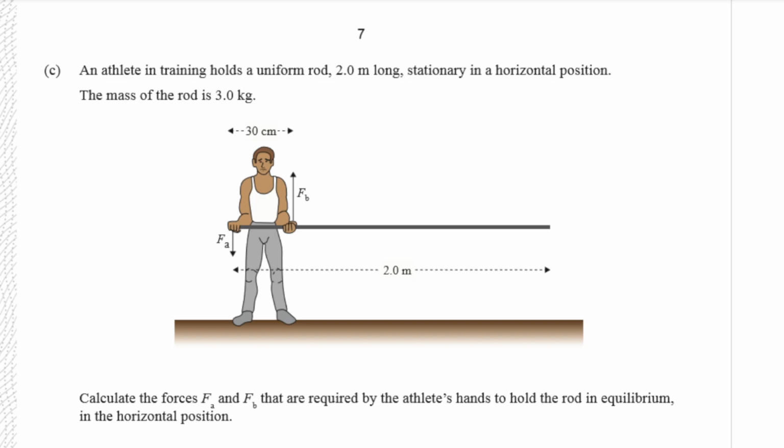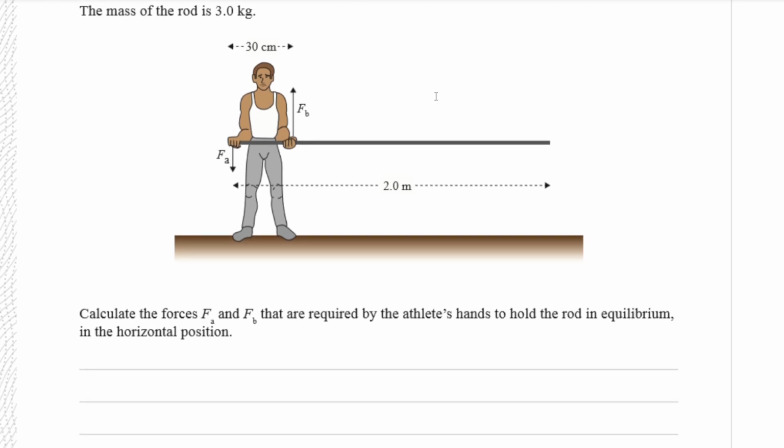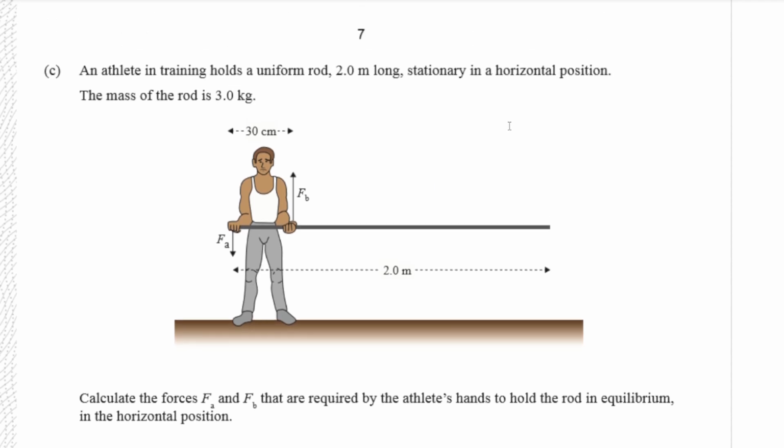This athlete, very buff, he's holding a uniform rod, as you do, 2 meters long, and it's in the horizontal position. The mass of the rod is 3 kgs. Calculate the forces Fa and Fb that are required to hold it in equilibrium. So this is an equilibrium problem. Who would have thought? And that involves calculating torques and net forces.